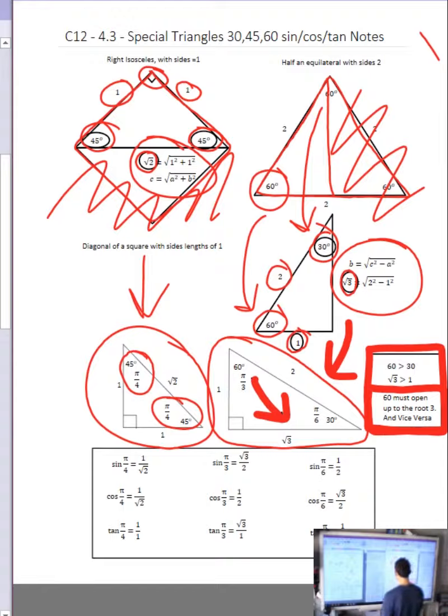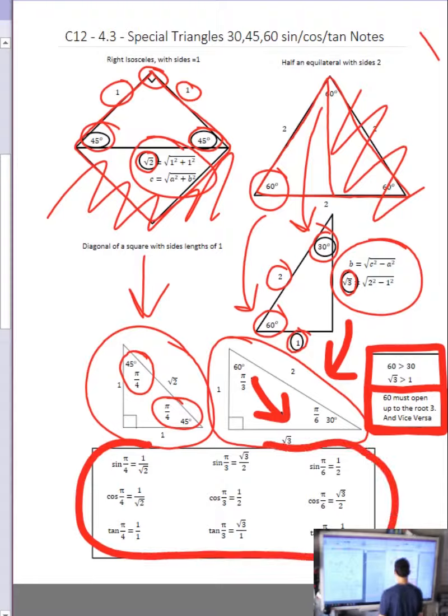Then just some examples down below of SOHCAHTOA and all of the sine, cosine, tangent ratios for each of the angles of the special triangles. We're going to be using these special triangles all the time, and remember they are a review from grade 11.